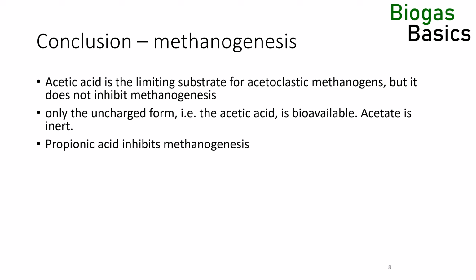The accumulation of acids in the reactor will lower the pH, which shifts the dissociation equilibrium towards the bioactive species. At lower pH, acetic acid becomes more available and propionic acid becomes more toxic.